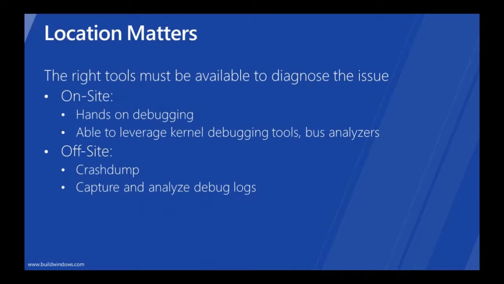We also recognize that location matters. Where the issue occurs will restrict what tools are available to you. When the issue occurs on-site, perhaps during development of the device, you have a variety of tools available, including kernel debugging tools and bus analyzers, which allow you to debug the issue hands-on. But when an issue occurs off-site, such as after you've shipped the product and a customer is calling your customer support, you have very limited options. You can request a crash dump from the user or capture and analyze some debugging logs.